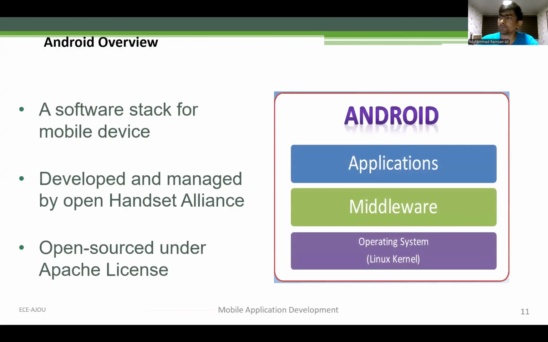So let's talk about the Android overview. In this slide, if you look, there is Android, then applications, middleware, and the operating system. It is an overview of Android, a software stack for mobile devices. It highlights that Android is developed and managed by the Open Handset Alliance and is open source under the Apache license. In the picture you can see the layers of the Android architecture, including applications, middleware, and the operating system. The base of this operating system is the Linux kernel.